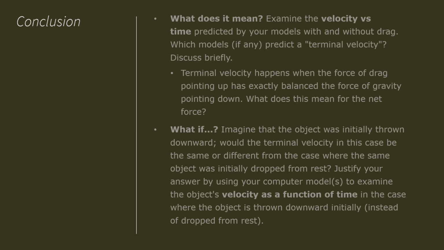And then if the object had an initial velocity that was thrown downward, it would not affect the terminal velocity. It would just mean that the terminal velocity was reached faster. So it would only change how quickly you would approach that terminal velocity.